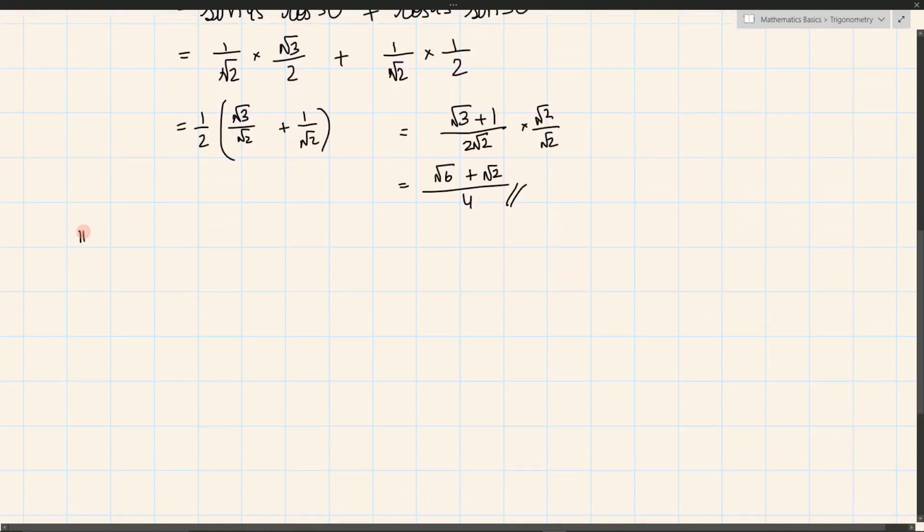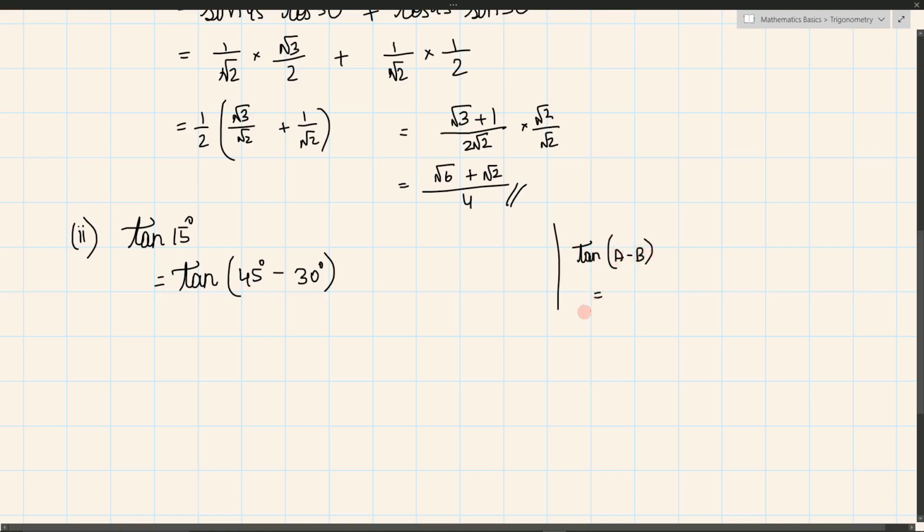Question number 2. So the value of tan 15 degrees. This again can be written as tan of 45 degrees minus 30 degrees. We know the value of tan 45 and we also know the value of tan 30. So by the identity, tan of a minus b, we know that it is equal to tan a minus tan b whole divided by 1 plus tan a tan b.